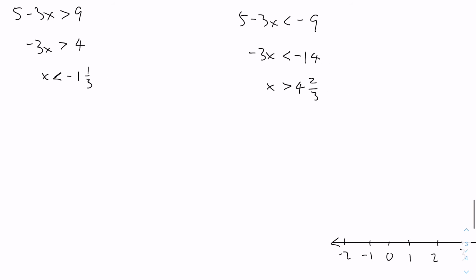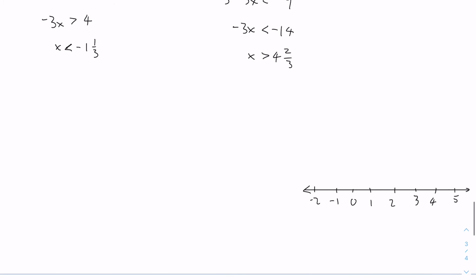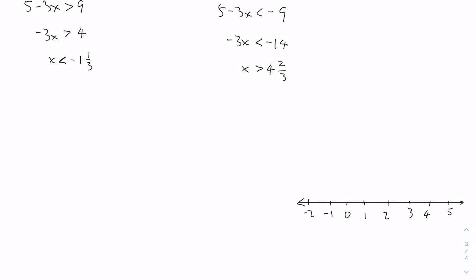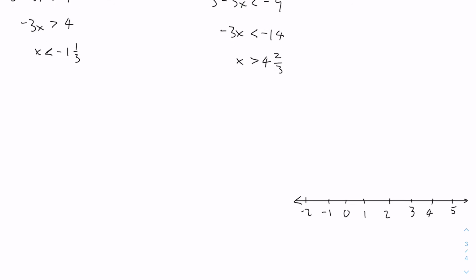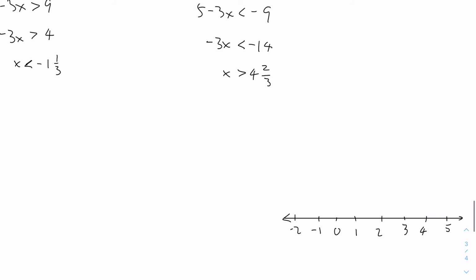Now we have the two points. We are going to graph this on a number line. Negative 1 and 1/3 would be around here, and 4 and 2/3 would be around here. Remember that these two are open circles because these numbers do not fit in the inequality, but numbers less or greater than them do.